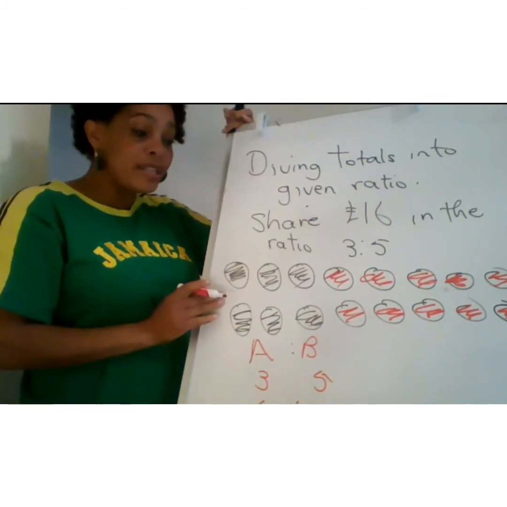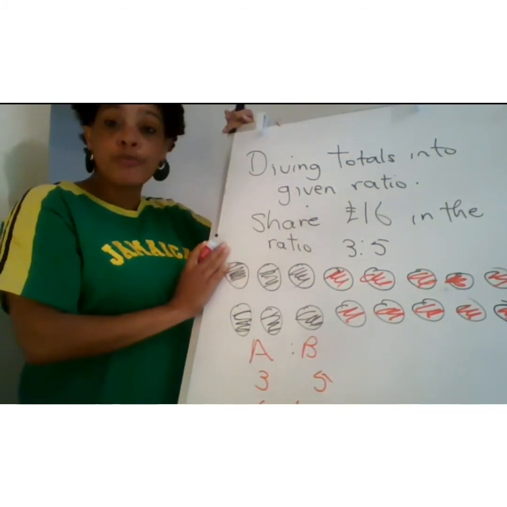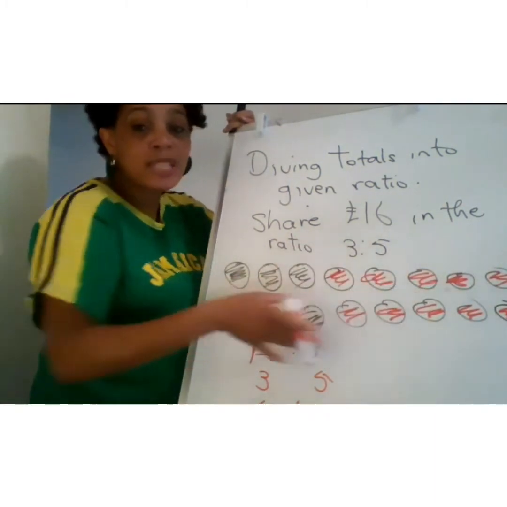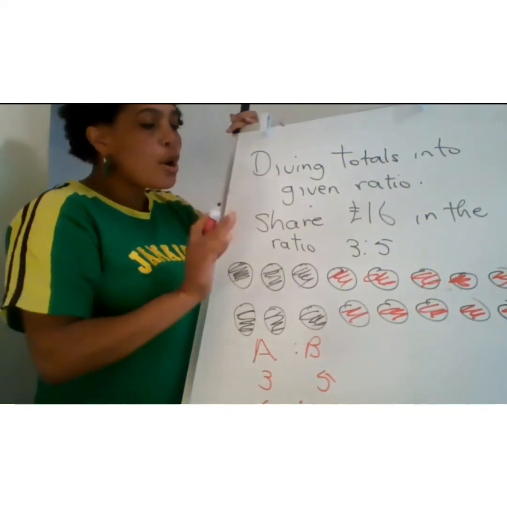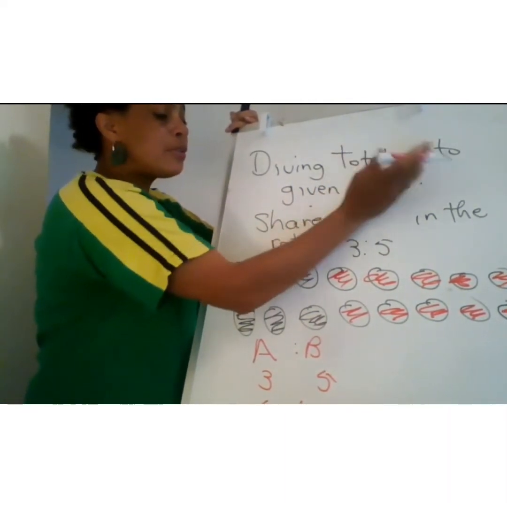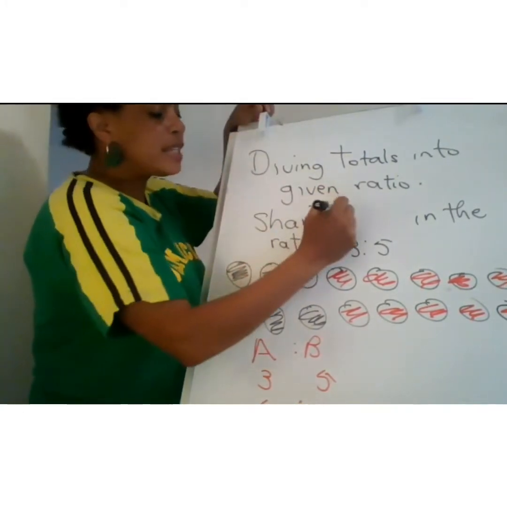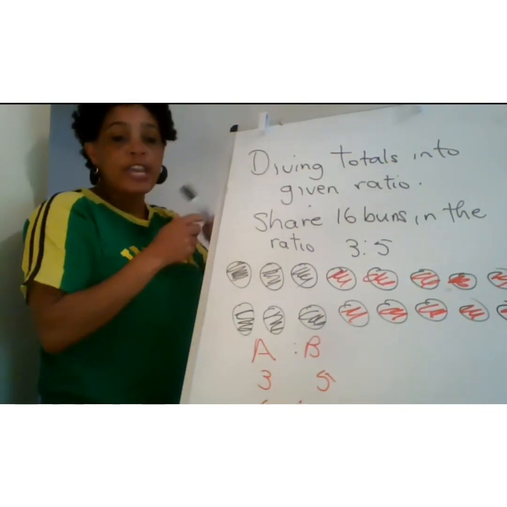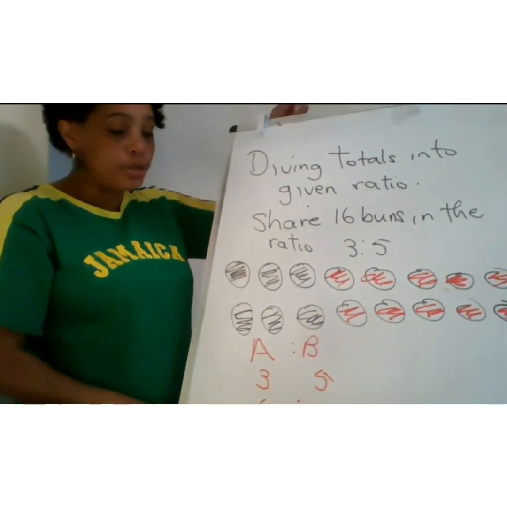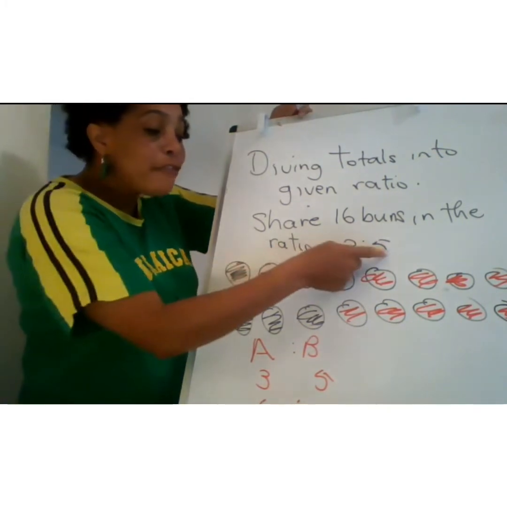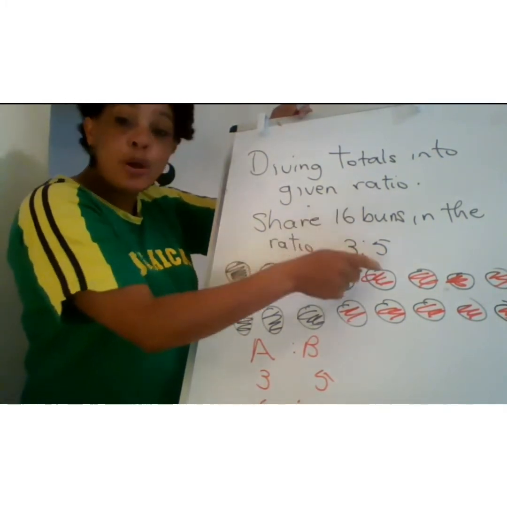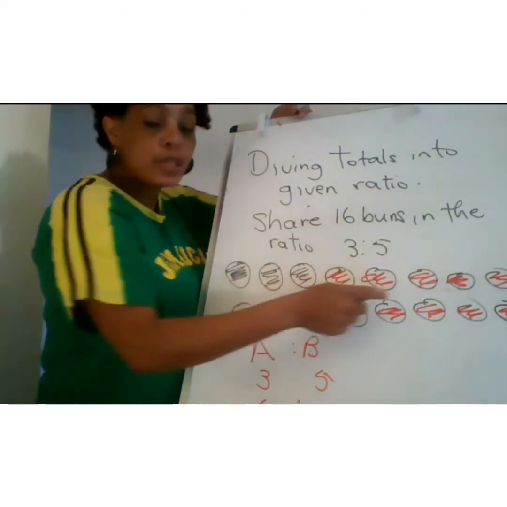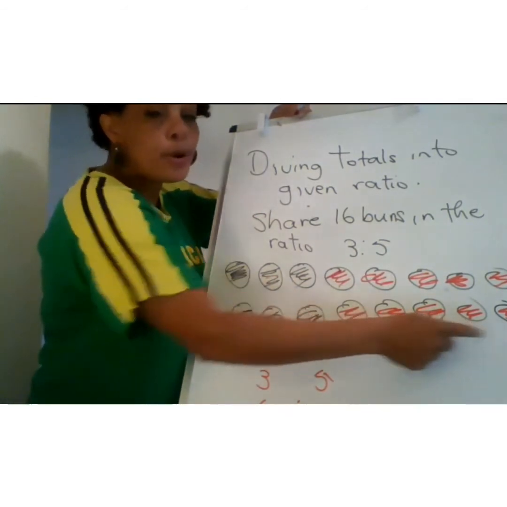So a practical look at this is, share £16 in the ratio of 3 to 5. Here are my 16, well, we're going to imagine that this means £16, right? Or I could change that to share 16 buns in the ratio of 3 to 5. If I'm sharing 16 buns in the ratio of 3 to 5, it means of every 8, one person is going to get 3 and one person is going to get 5. Or all it means is one person gets 3, the other person gets 5.